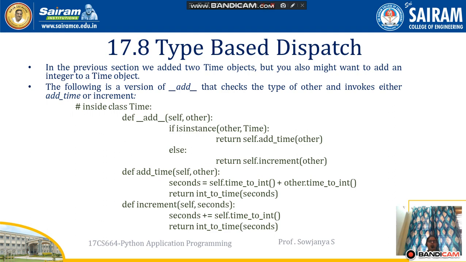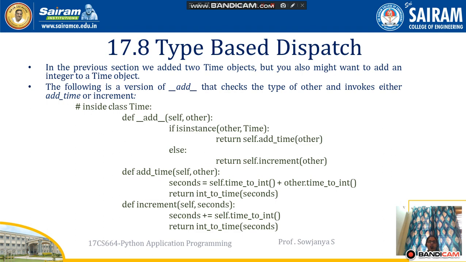Hey guys, in the previous class we were discussing operator overloading, the str method, and initialization methods, and how we can use them in Python classes. The next topic is type-based dispatch. Based on the type, how are you going to dispatch values or objects?